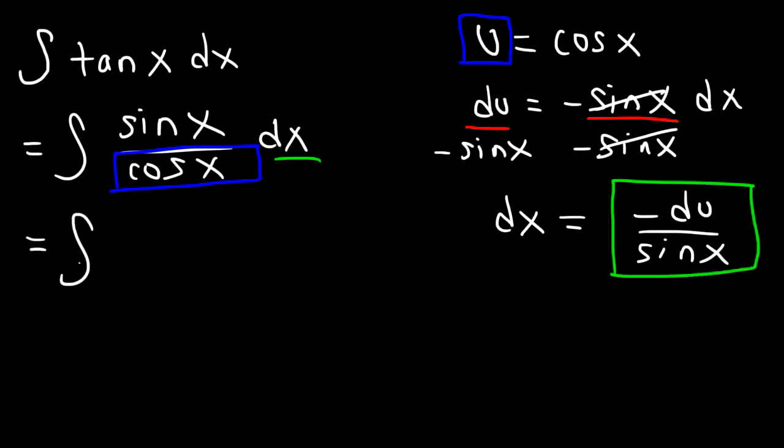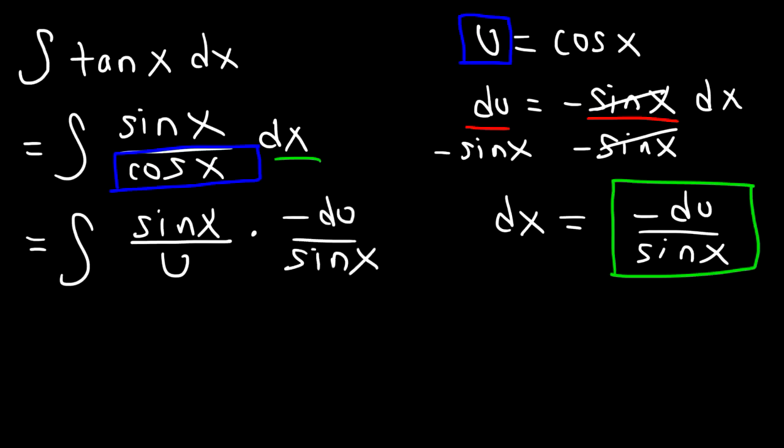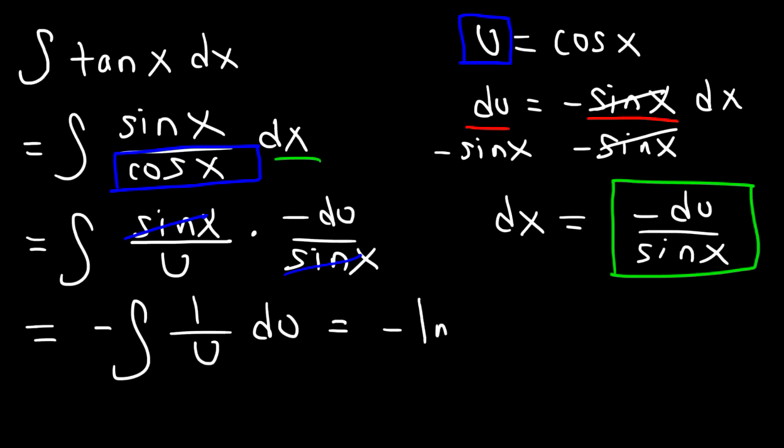So we're going to have the integral of sine x divided by u times negative du over sine. So now we can cancel sine x. And I'm going to take the negative sign and move it to the front. So this is going to be negative integral 1 over u du. What is the antiderivative of 1 over u? The antiderivative of 1 over u is the natural log function, ln of u, plus c.